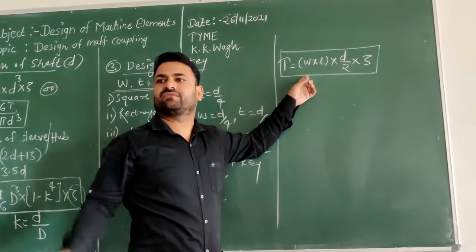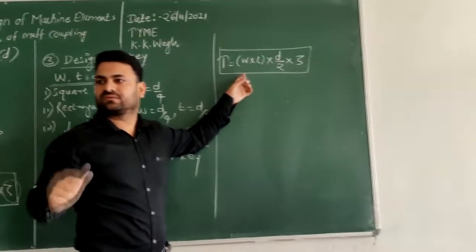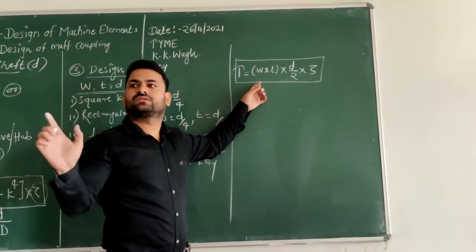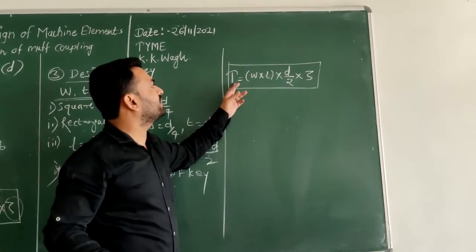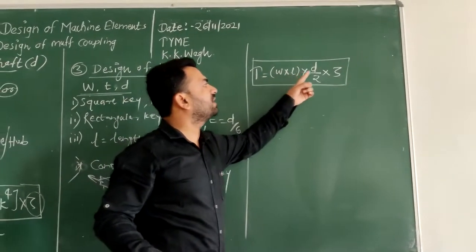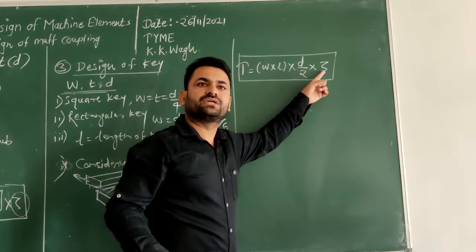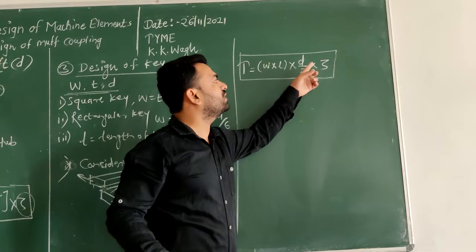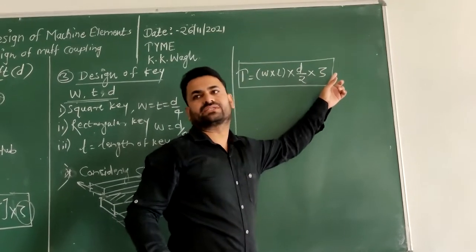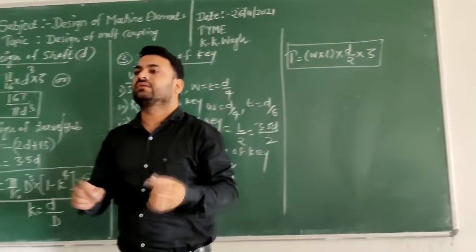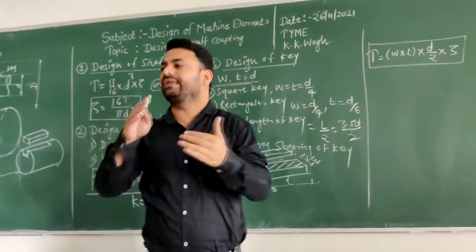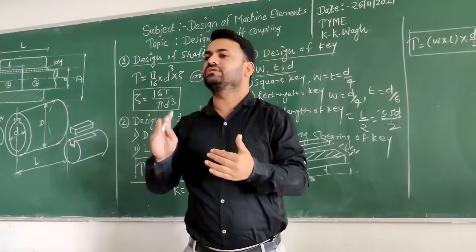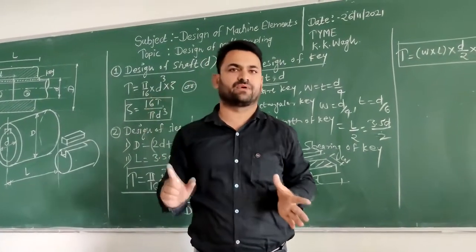With the help of this equation, we can find out shear strength. Torque transmitted by key is equal to W multiplied by L multiplied by D by 2 multiplied by shear stress. Here T is known, W is known, L is known, D is known. Only unknown is shear stress. That we can check. This shear stress should be less than the given shear stress, then it will be a safe one.